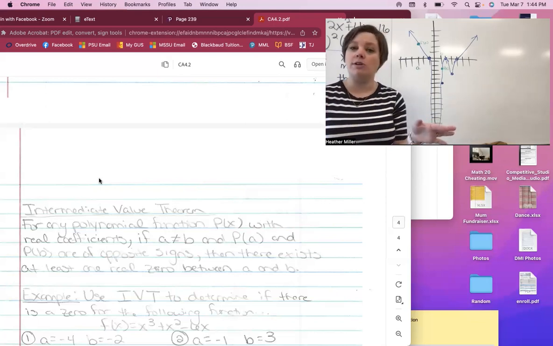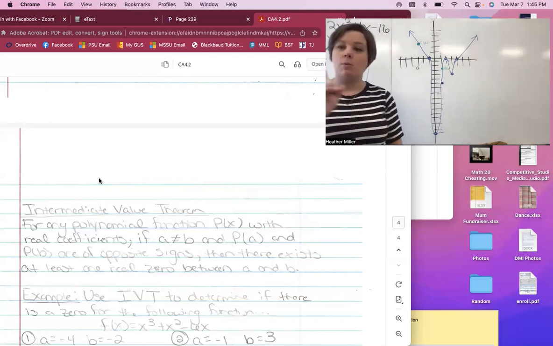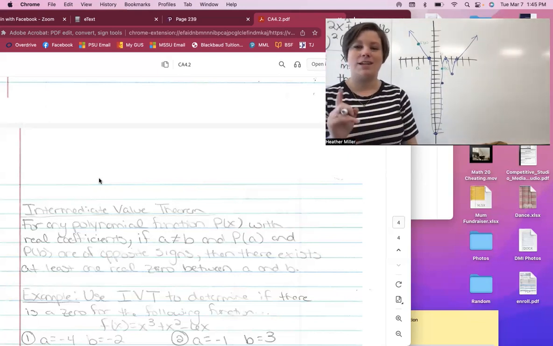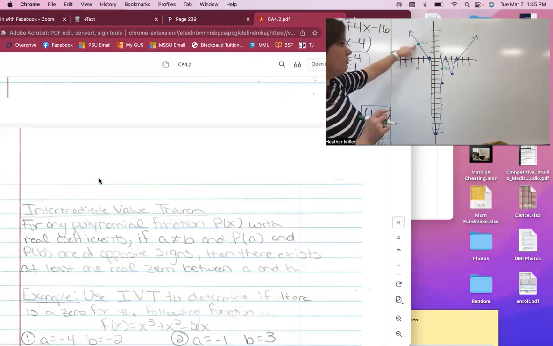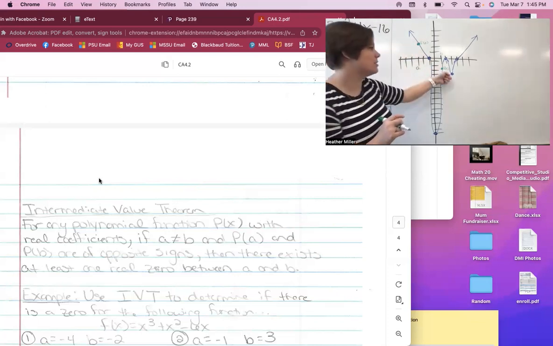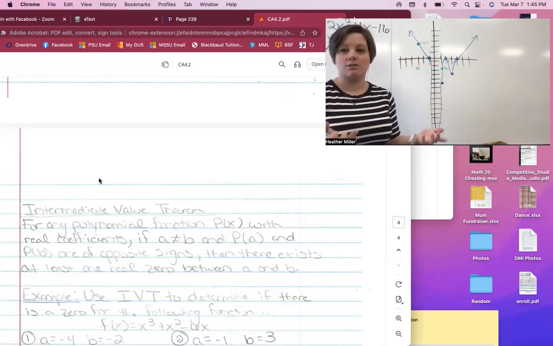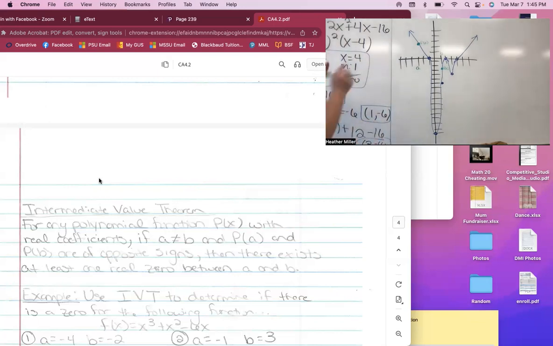There could be a whole bunch of zeros that lie between this point and this point. We don't know, but we can guarantee there's at least one because we have a positive y and a negative y, and the only way to go from positive y's to negative y's is to go through the x-axis, which thus gives us an x-intercept. So that's what our intermediate value theorem says.